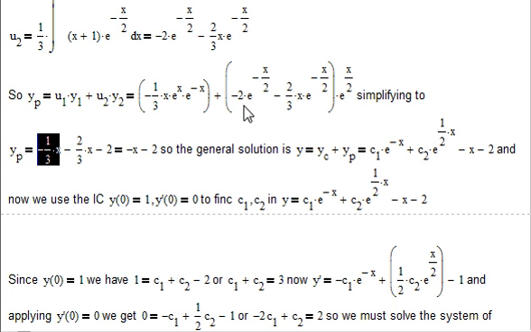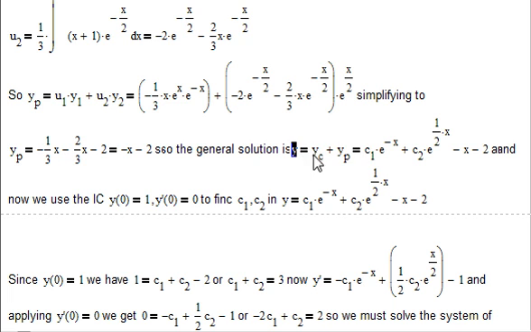Maybe something nice does. Well, yeah, because e to the x over 2 times e to the negative x over 2 is e to the 0, so we just get negative 2. And then same story here, minus 2/3 x. And then these two things combine, so we just get negative x minus 2. So our solution, y equals yc plus yp, that's c1 e to the negative x plus c2 e to the 1/2 x minus x minus 2.